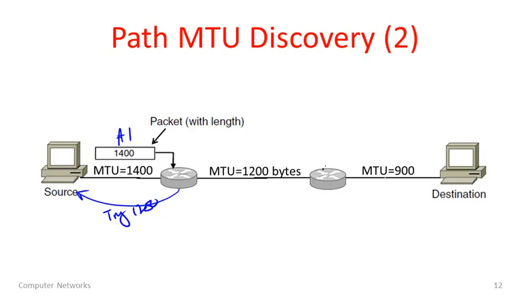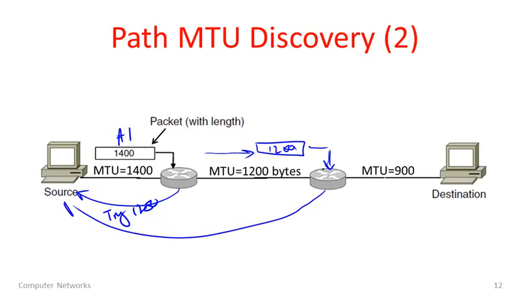Host gets this message, and then it will try again. It will send another packet. This time it will resend a packet with an MTU of 1200 bytes. That will make it through the first router and to the second router. And when it gets to the second router, unfortunately it's too big because the MTU of the next link is 900 bytes, which is even smaller. Well, in this case, we'll send another feedback message. Now we'll say try 900 bytes.